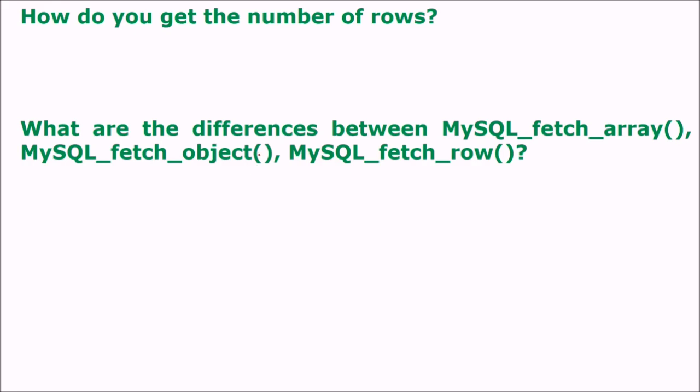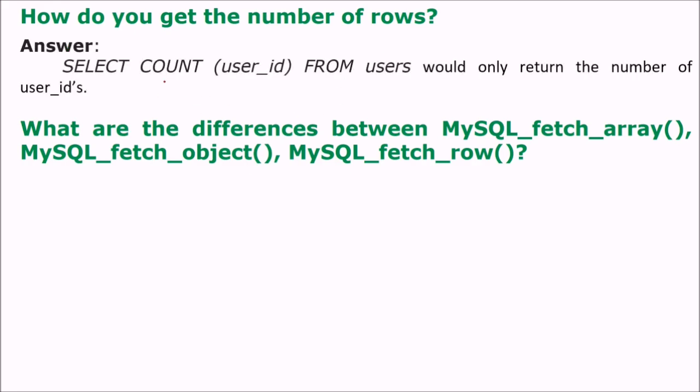So controlling. How do you get the number of rows? You can get the number of rows from select count. Just use the count aggregate function: count user ID from users. This is just an example. This would return the number of user IDs, that is, the number of rows.